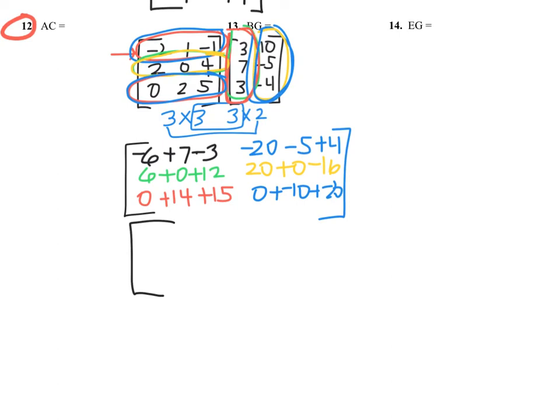So then what do we get? Let's see, we get -2, because -6 plus 7 is 1, and 1 minus 3 is -2. -25 plus 4 is -21. 6 plus 0 plus 12 is 18. 20 plus 0 plus -16 is 4. And this one's 29. And the last one's -30.